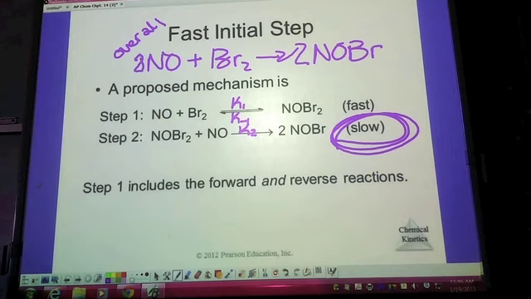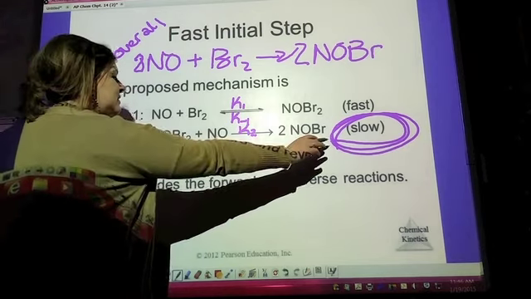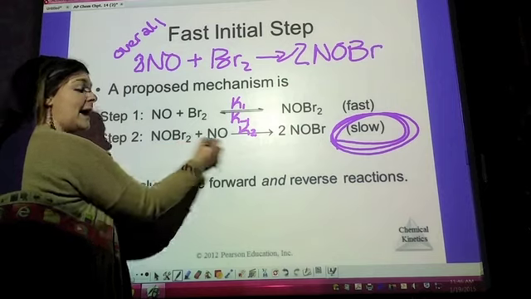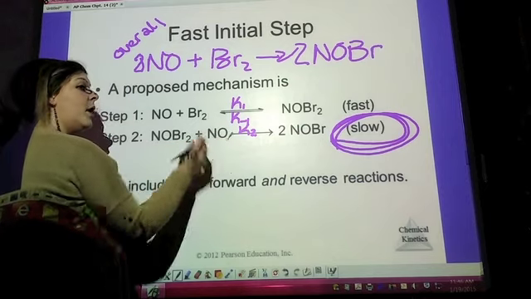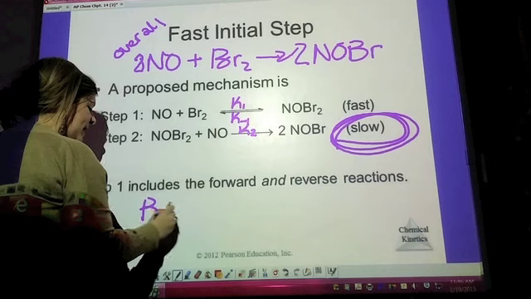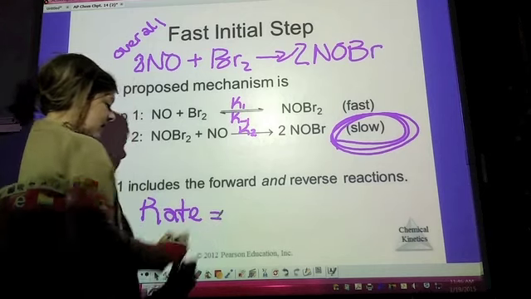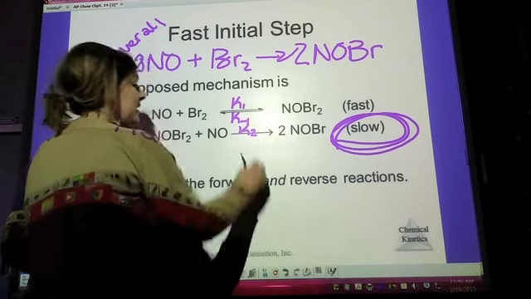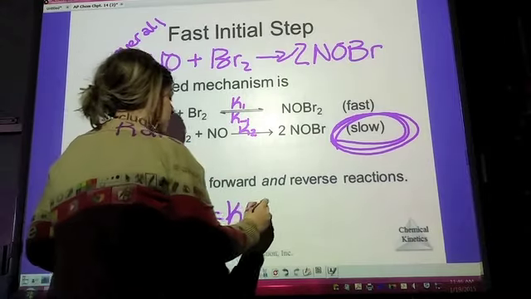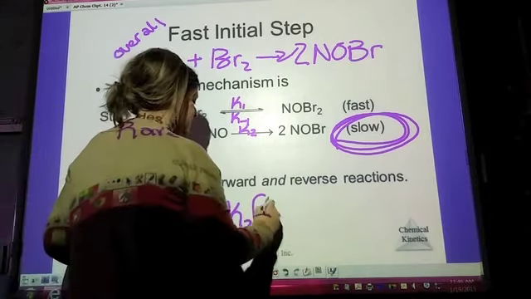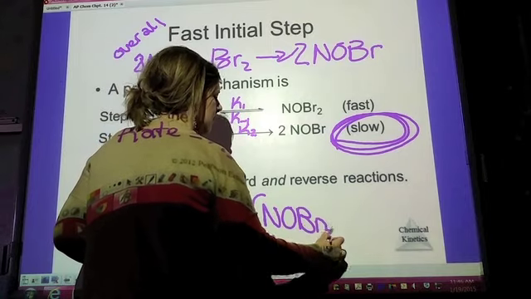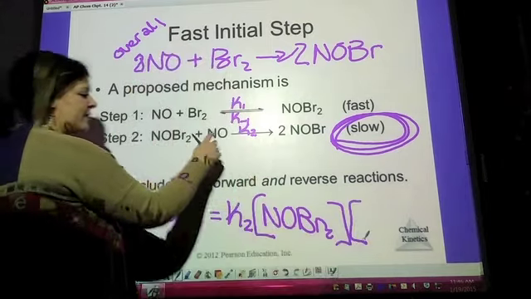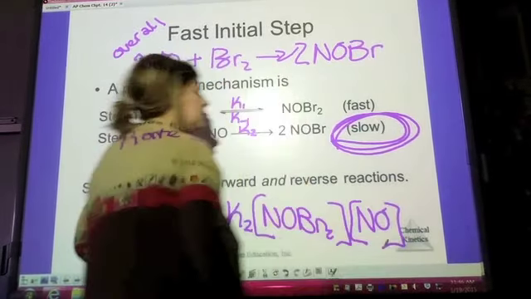So again, we just said that the rate law for this overall reaction has to depend on the rate of the slow step. If I wrote a rate law based on the slow step, what would it look like? If that's my slow step, it has to be dependent on the reactant concentrations of that second step. So let me write rate equals, let's say K2, because I'm specifically talking about step 2. I have NOBr2 concentration, and then I also have nitrogen monoxide concentration.